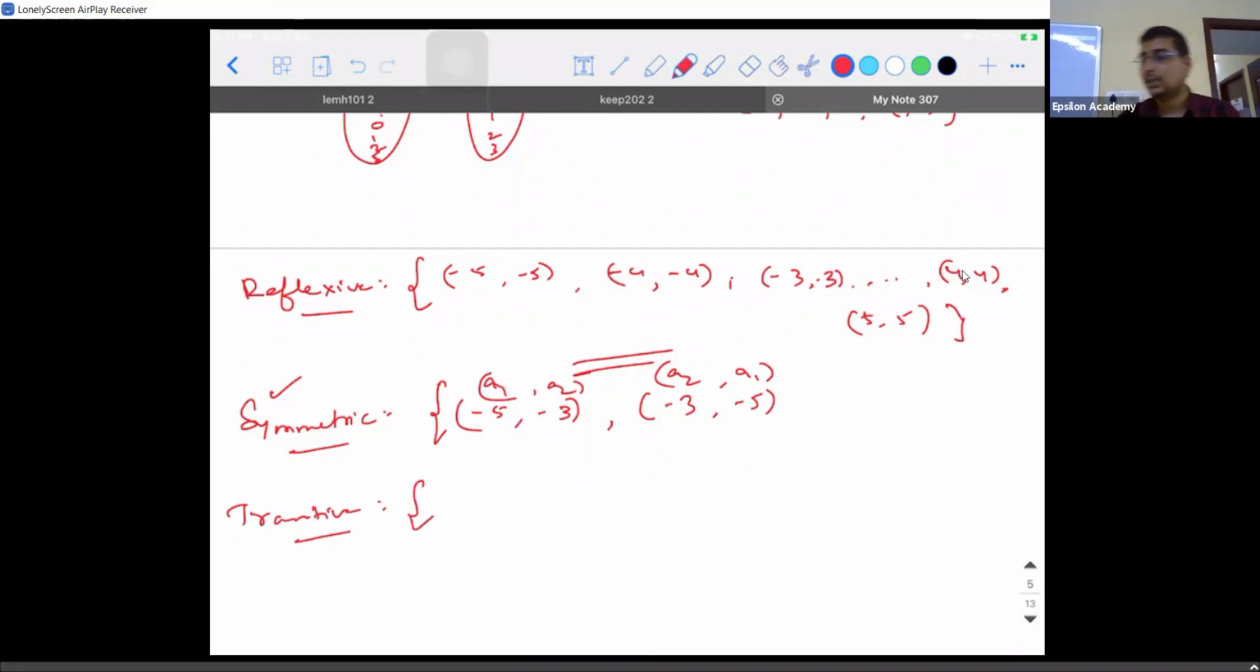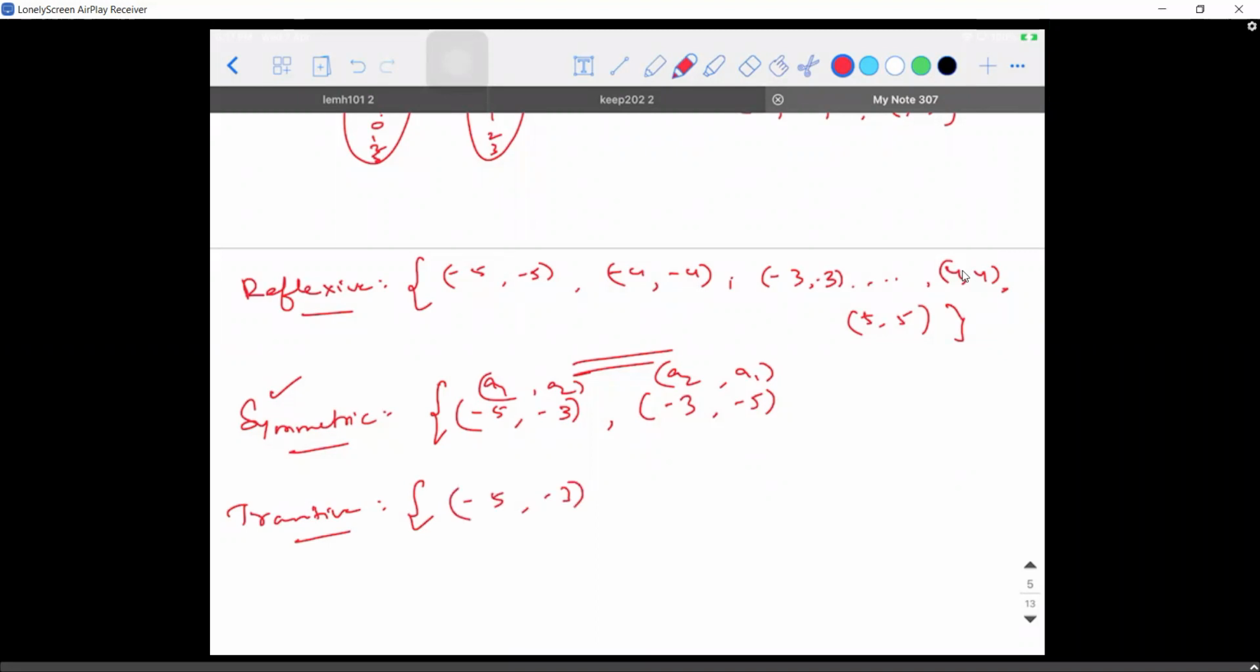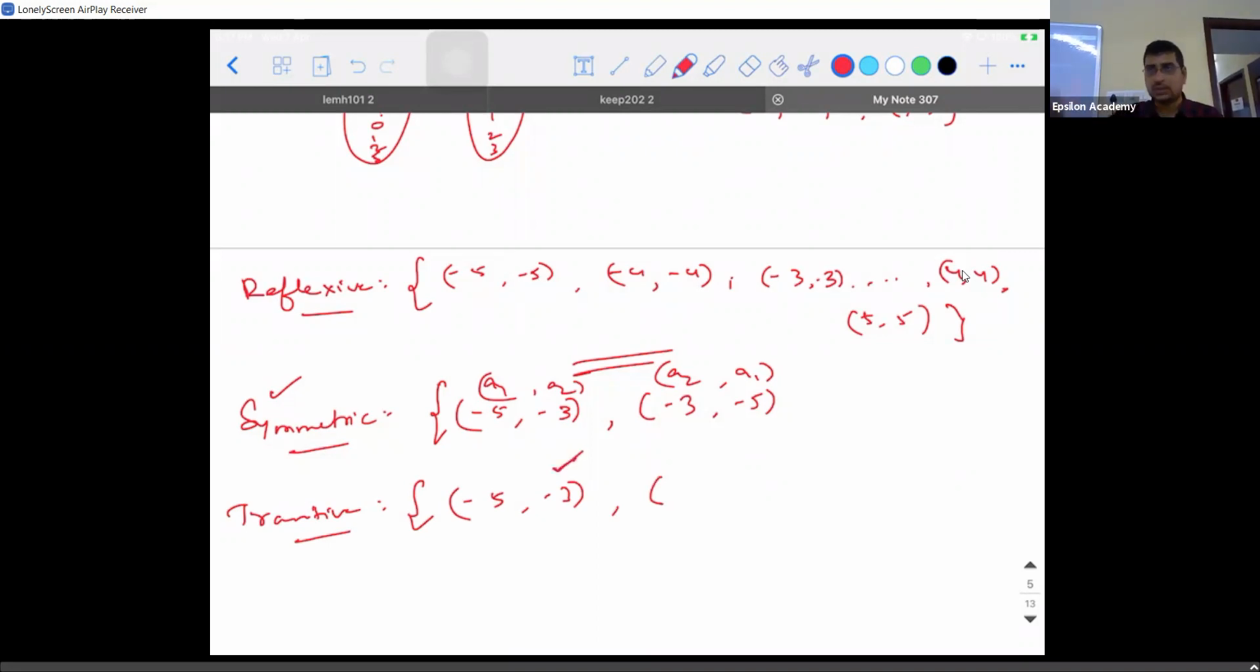Is it transitive? So minus 5 comma minus 3, a1 comma a2 should belong to R. Then a2 comma a3 means with whatever number I have concluded in the first ordered pair, I should start the second ordered pair with the same number, minus 3 comma, I will write minus 1. If minus 5 comma minus 3 is divisible by 2 and minus 3 comma minus 1 is also divisible by 2, is minus 5 comma minus 1 also divisible by 2? Yes, it is. Hence it is.